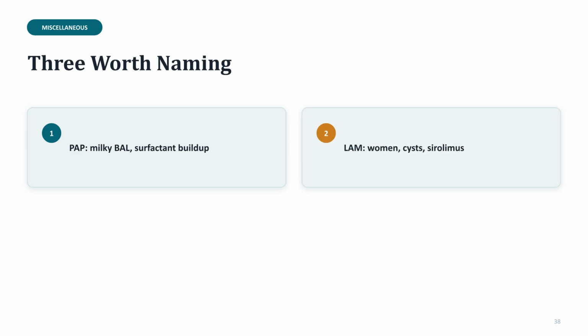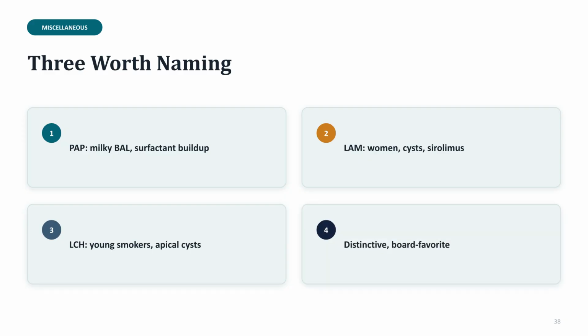Three uncommon entities are worth naming because they are distinctive. Pulmonary alveolar proteinosis. The air sacs fill with surfactant-like material, and the lavage returns a milky fluid. Lymphangioleiomyomatosis, cystic lung disease in women, treated with sirolimus. And Langerhans cell histiocytosis, seen in young smokers, with upper zone cysts and a risk of pneumothorax. You will not diagnose these daily, but their pictures are unmistakable.